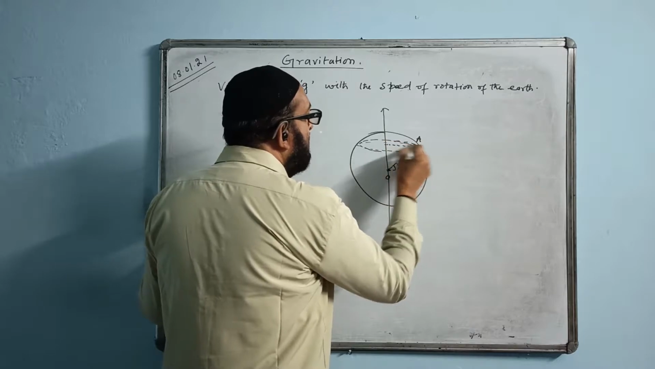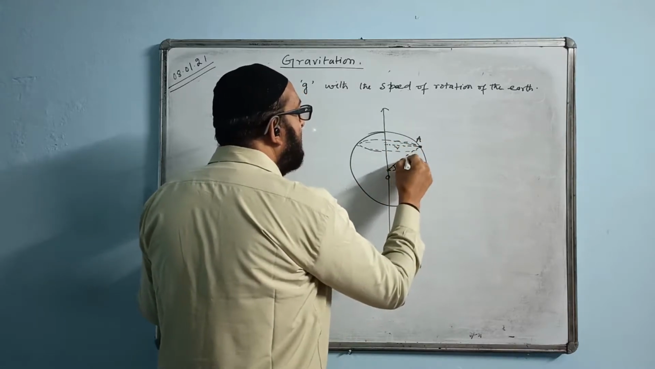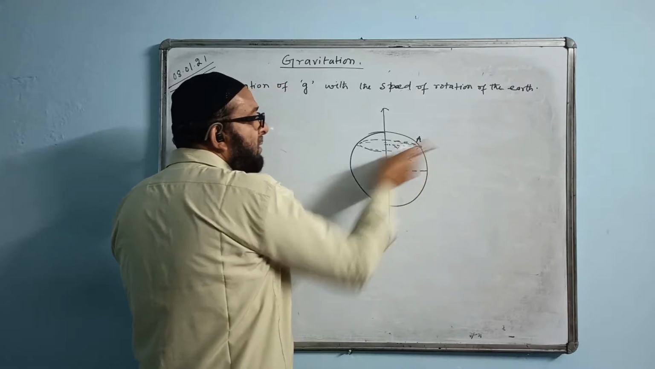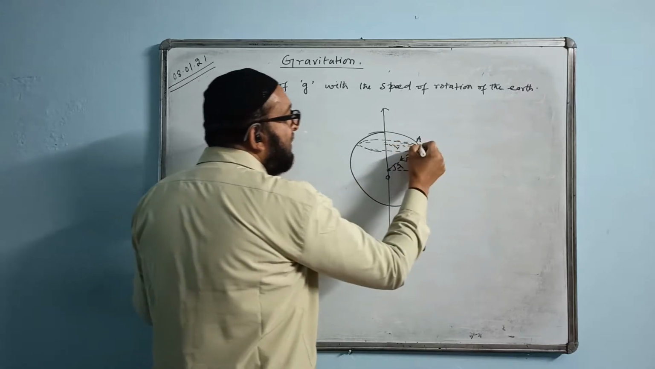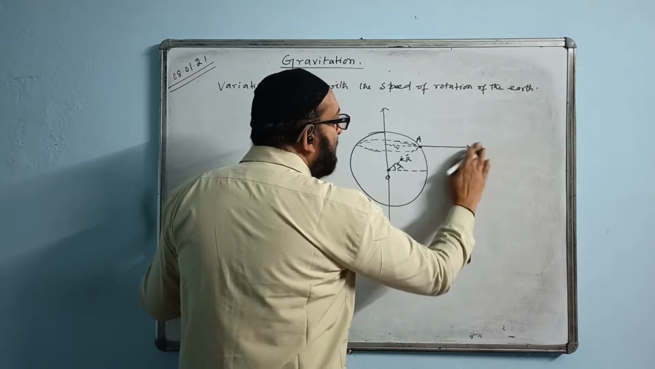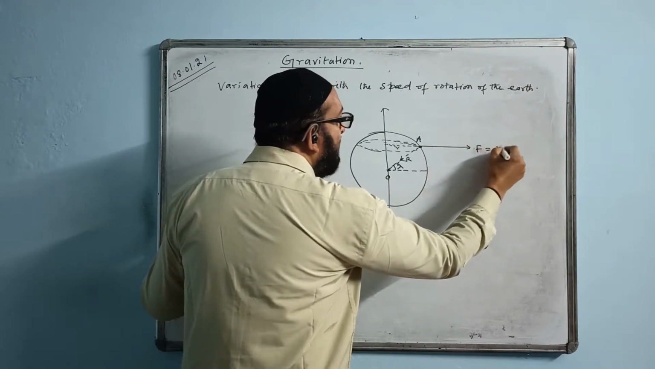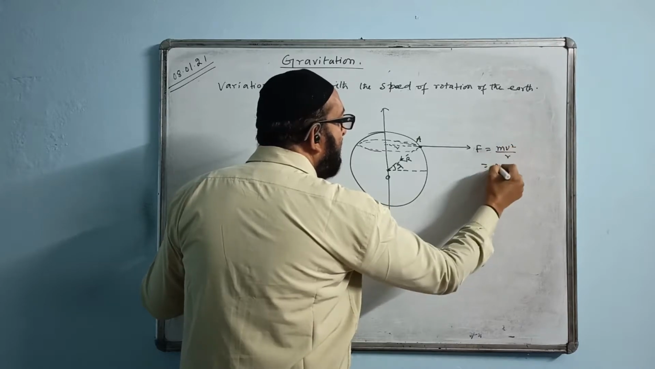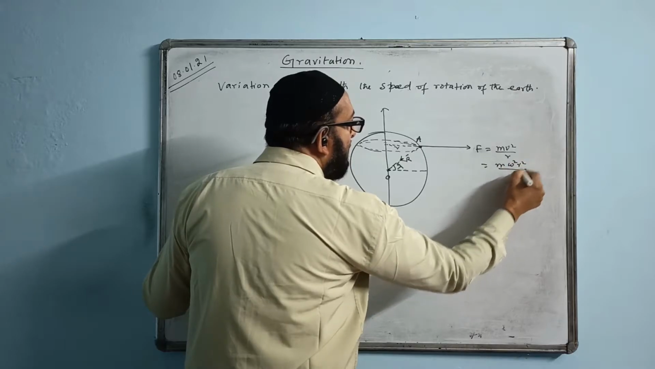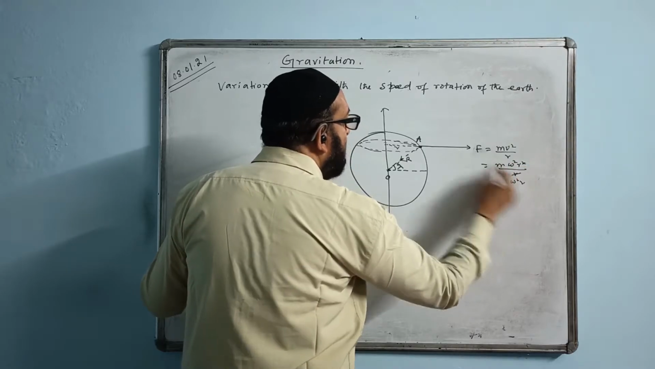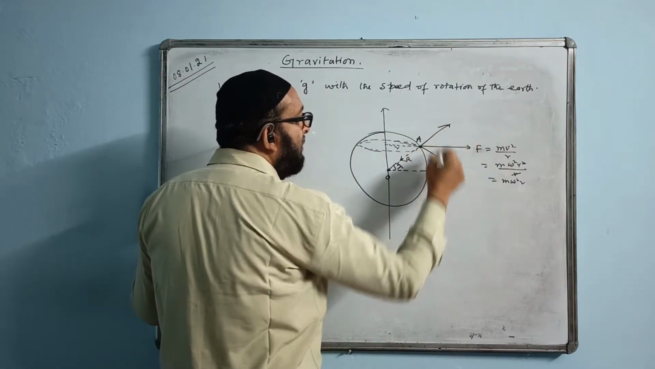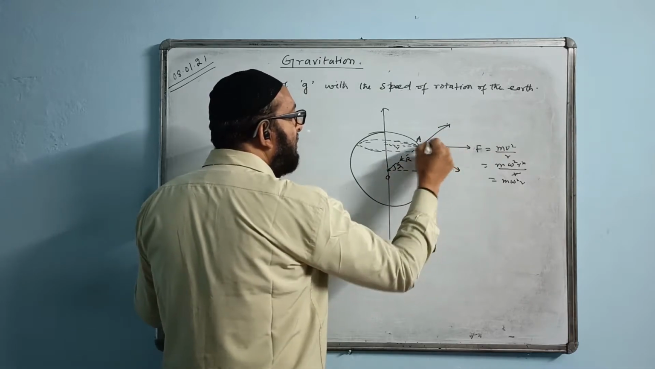Let us suppose this radius is small r and the radius of the Earth is capital R. The weight will be acting towards the center. The weight of the body is acting this side, and the centrifugal force will be acting away, F equals m v squared by r. Writing v in terms of omega, this becomes m omega squared r. This F will break into two components, one here and one here. This angle is lambda, and this angle will also be lambda.